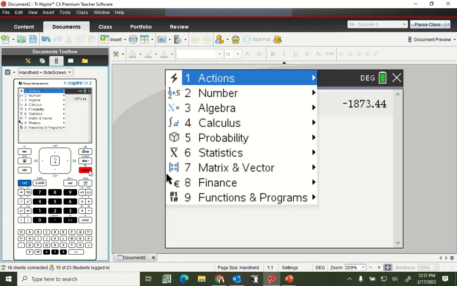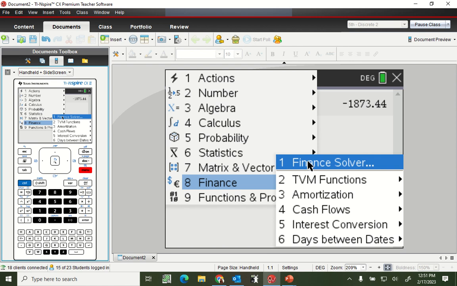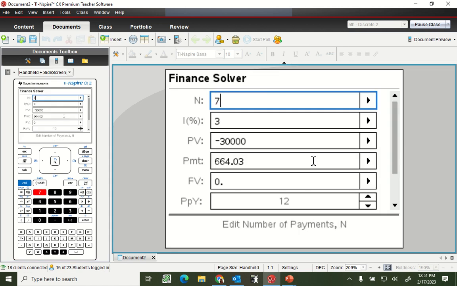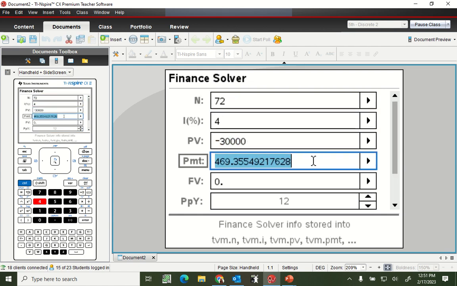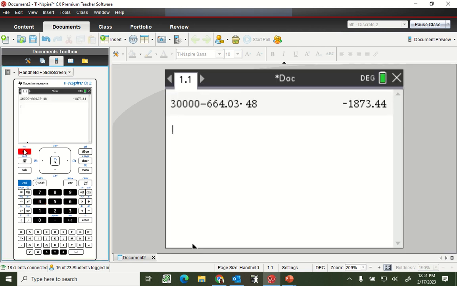Anyway, all right. So let's go back to the other one and do the other problem. So B, it was 72 months, 4%. Future value, 0. So let's figure out the payment. $469.36. Oh wait, my 30,000. And I'm going to make this payment for 72 months.